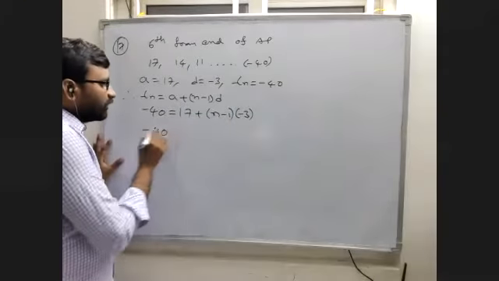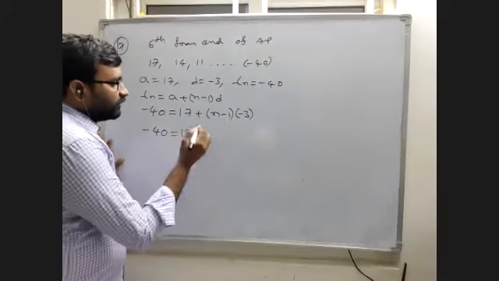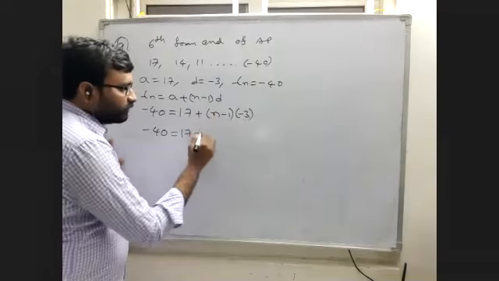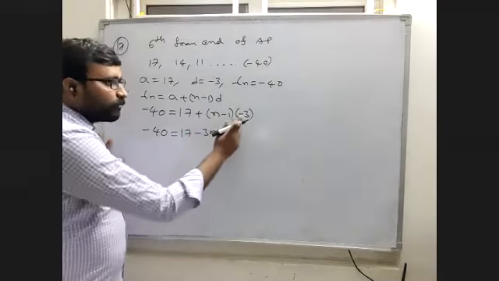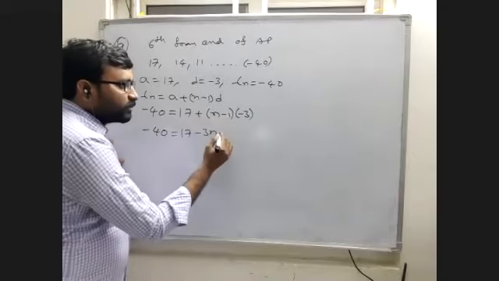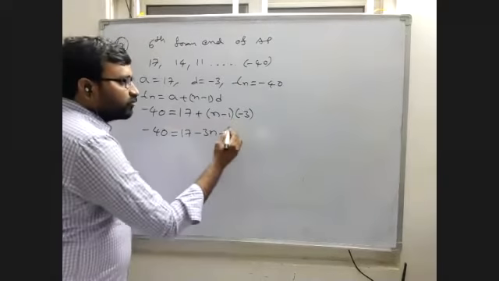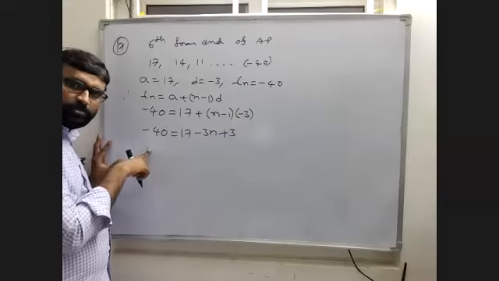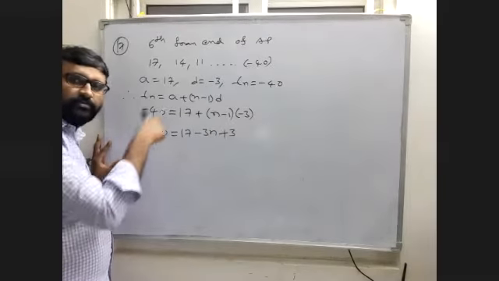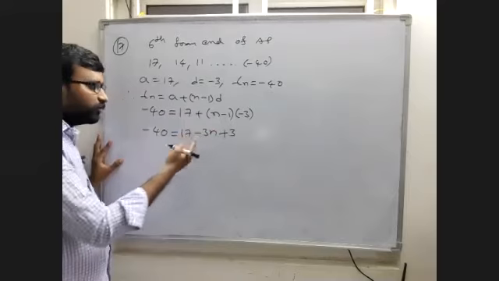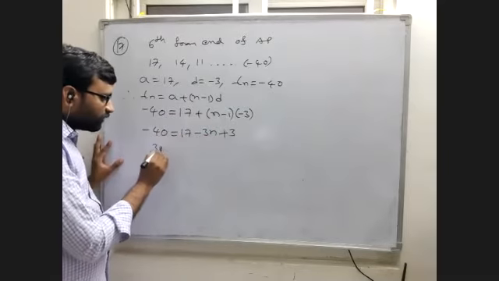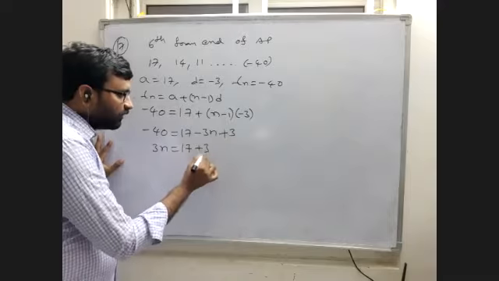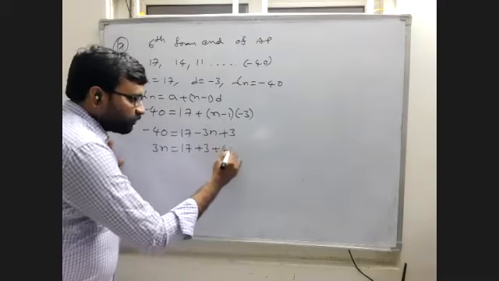Minus 40 is equal to 17 plus minus 3 into n minus 1. So minus 3n, and minus into minus is plus 3 into 1, that is 3. Now this 3n is negative, take this side, it will be positive. This minus 40 is negative, take that side, that will be positive. So 3n is equal to 17 plus 3 and plus 40.